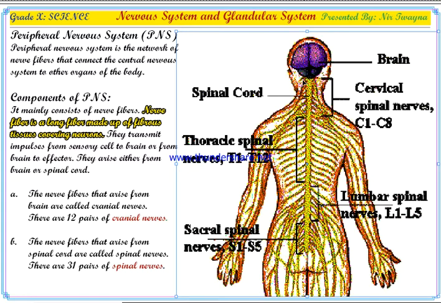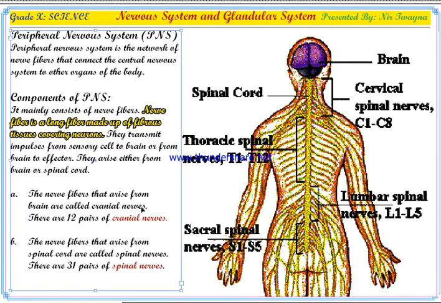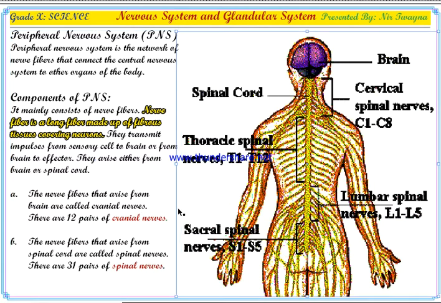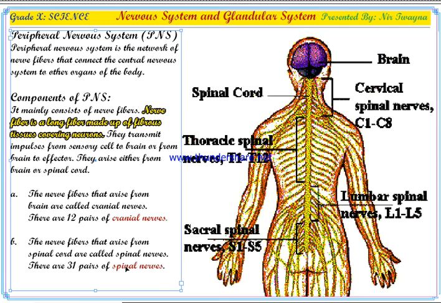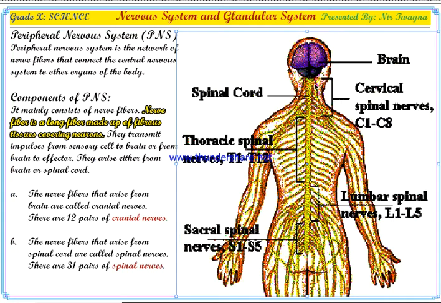There are 12 pairs of cranial nerves in our body, and there are 31 pairs of spinal nerves. Among them, you can see cervical spinal nerves arise from the region of the cervical vertebra. Thoracic spinal nerves arise from the region of the thoracic vertebra. Lumbar spinal nerves arise from the region of the lumbar vertebra. And sacral spinal nerves arise from the region of the sacrum.